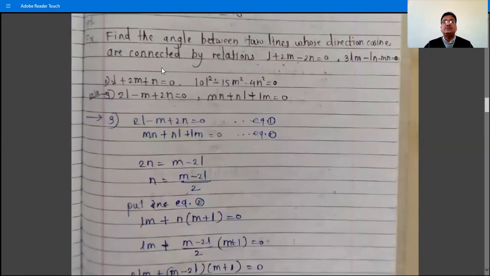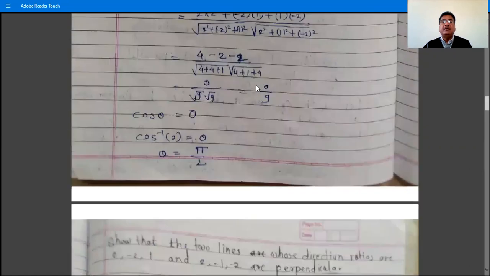So the next question is: find the angle between two lines whose direction cosines are connected by the relations l plus 2m minus 2n is equal to 0 and 3lm minus ln minus mn is equal to 0. So we have to find the angle between these two lines. How can we find the angle between two lines?